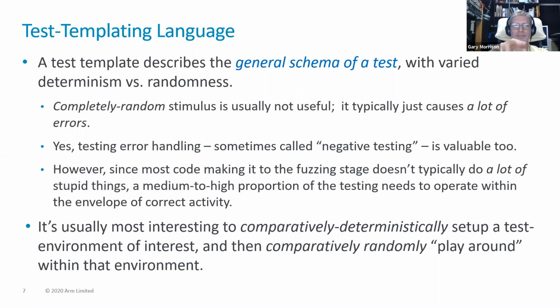The idea is to use this test templating language to come up with an environment, a world in essence, in which you then randomize the activity, the PSA level activity, within that environment. That's the basic concept behind it. So with this test templating language, you describe an environment and then say, okay, do this kind of randomization, random PSA call generation within that environment.